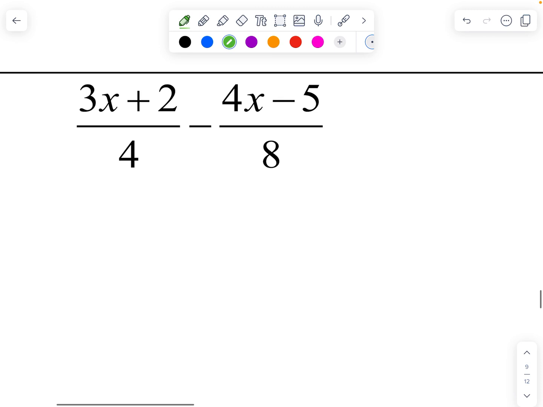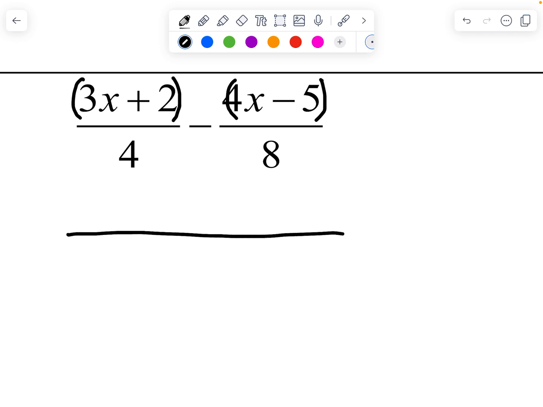First of all, I will tell you that because we're now doing algebra instead of 5th grade math, I would wrap this numerator in a parenthesis, and I would wrap this numerator in a parenthesis, just to remind yourself that they go together. They are a couple. 3x plus 2 is a couple, and 4x minus 5 is a couple. It's a binomial. They are in a container when they're in the numerator. All right?